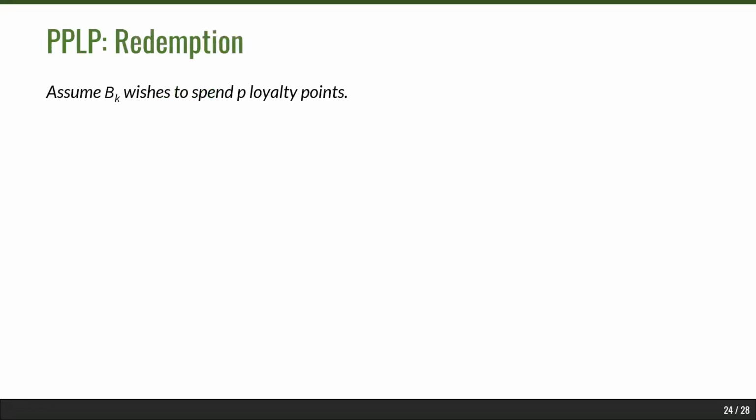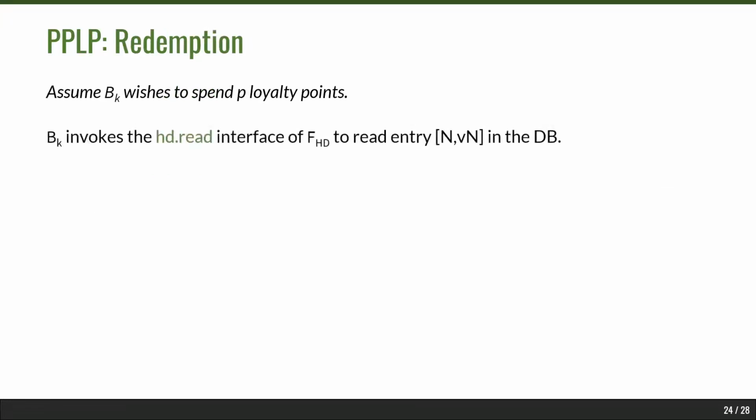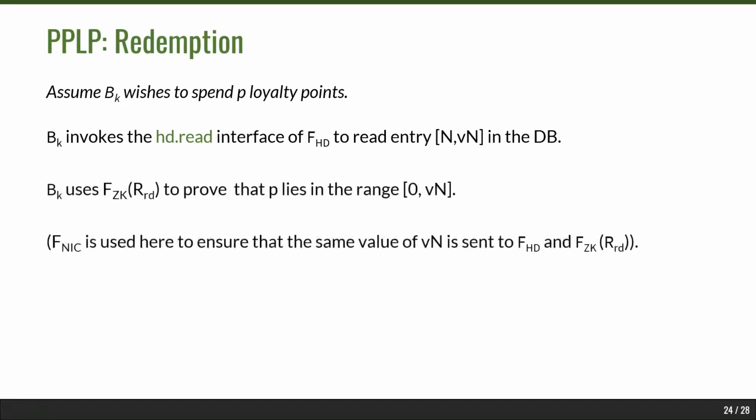At some point, the buyer may wish to spend its loyalty points. To do this, it invokes the read interface of the hiding database to read the last entry in the database. This is where the loyalty points of the buyer are stored. The buyer then uses the zero knowledge functionality to prove that the amount of points it wishes to spend lies in the range 0 to the amount of points that it already has.